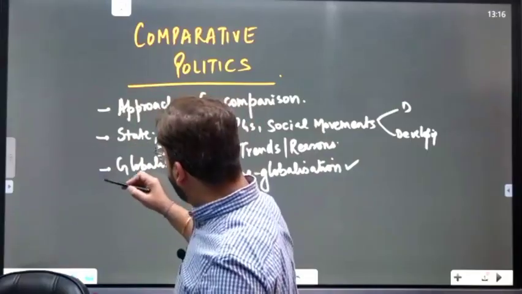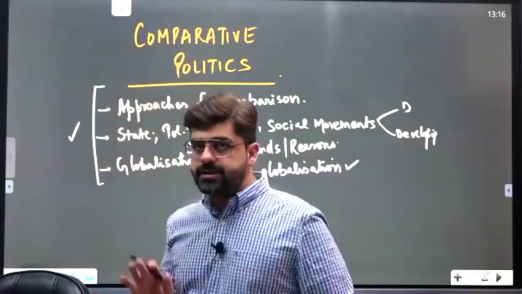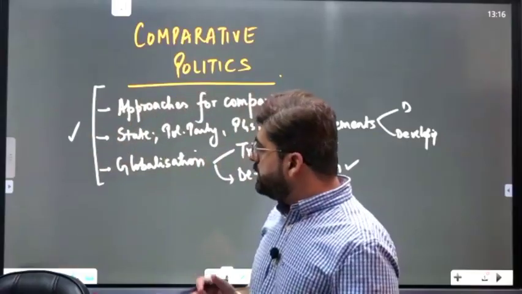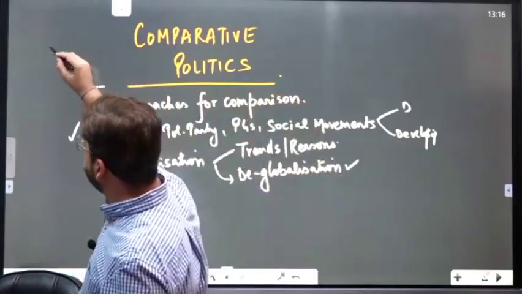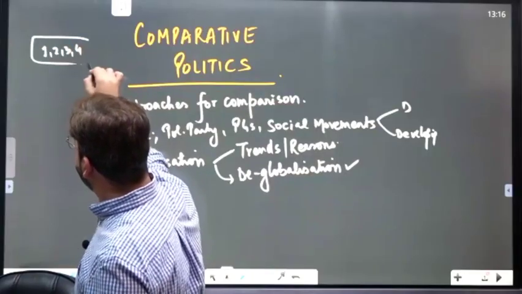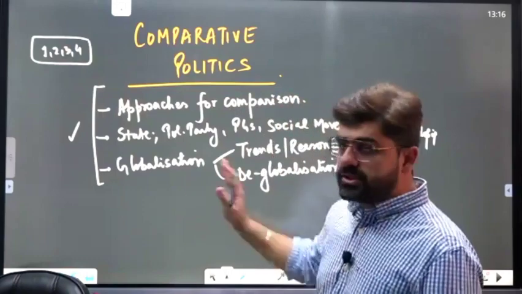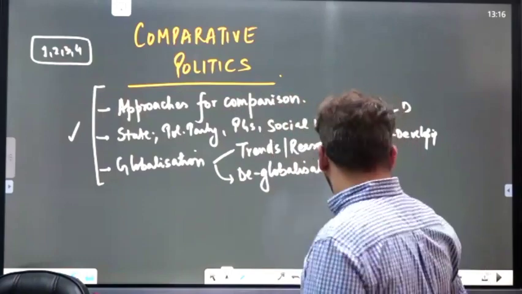Largely, this is the part where the comparative politics part ends. In your syllabus, I would say the syllabus pointers 1, 2, 3, and 4. This is where the comparative politics part will end, and it will include largely discussion around these topics.